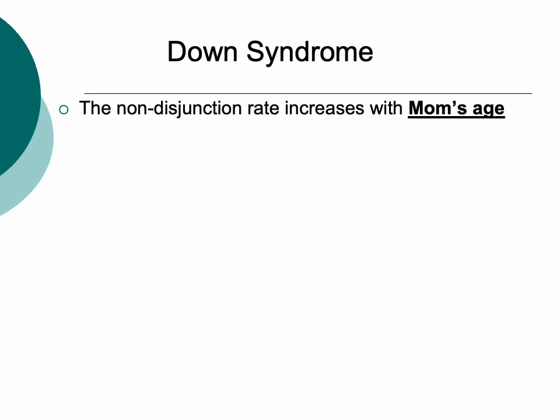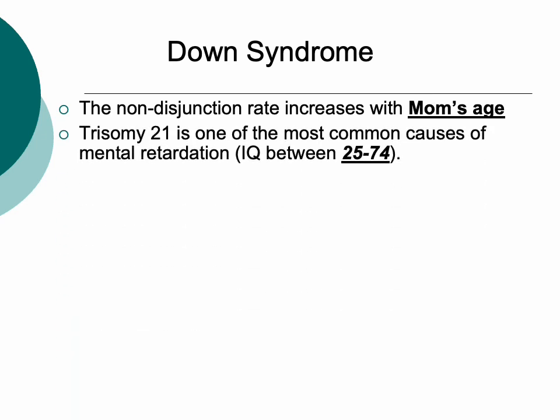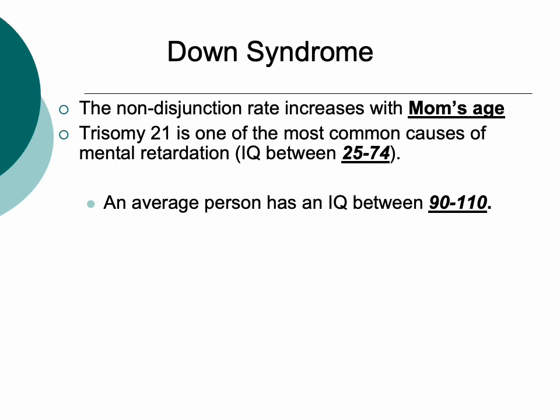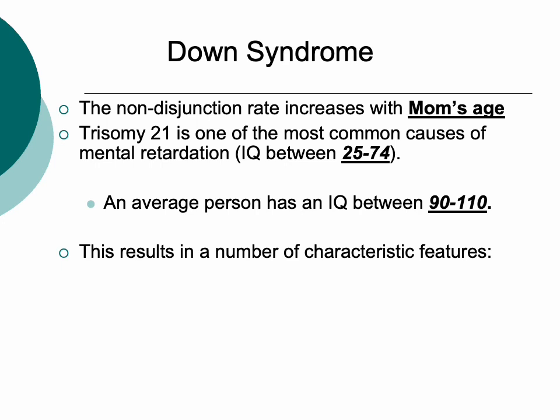The non-disjunction rate in Down syndrome increases with the mother's age. So again, the basic pathophysiology and the most common cause of Down syndrome is non-disjunction. Trisomy 21 is also one of the most common causes of mental retardation. The average IQ for people with Down syndrome is around 25 to 74. An average person would have an IQ level between 90 to 110.